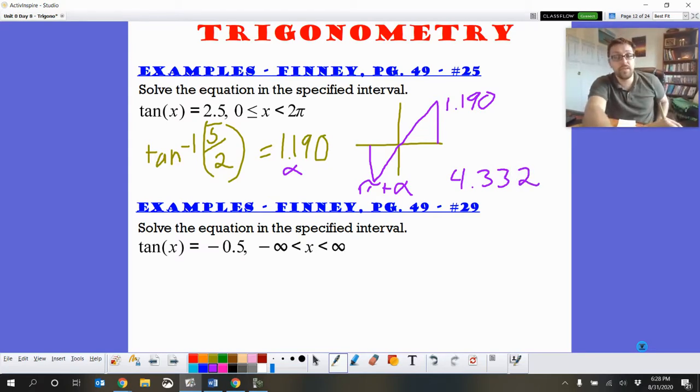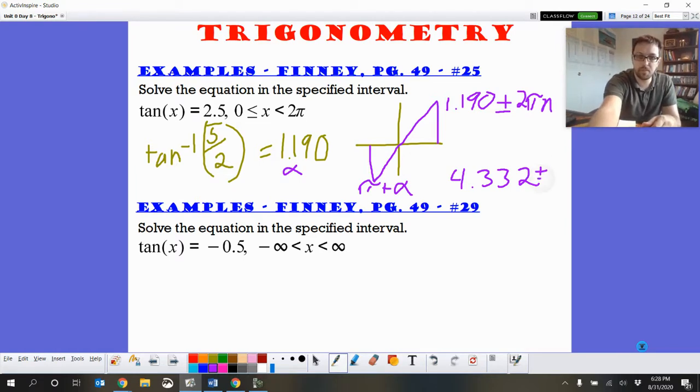The next one I will do in the video notes because I just took a look at the time and I've been going a little long. But it does do one little thing since it's going from negative infinity to infinity. You need to add on that these things go on forever. So for that 1.190, I would add plus or minus 2 pi n. That would let it spin one way around the circle and then the other way around the circle. You do the same thing with the other one, plus or minus 2 pi n. So round and round, and round the other way.